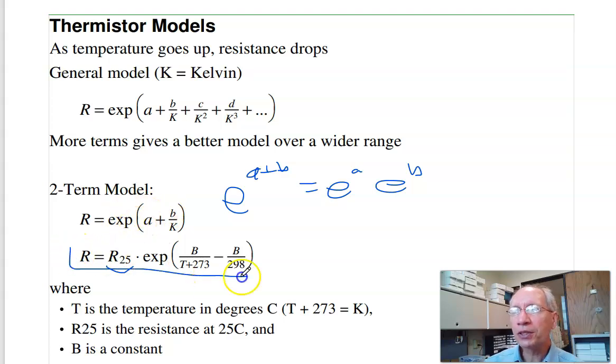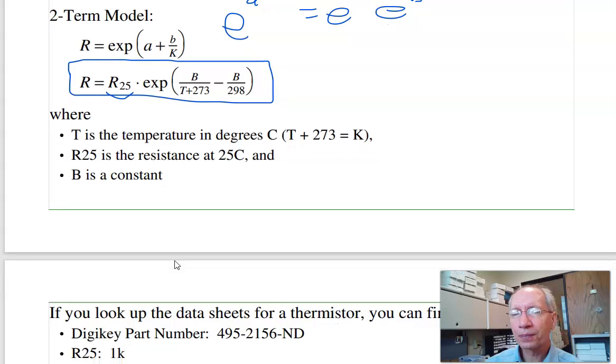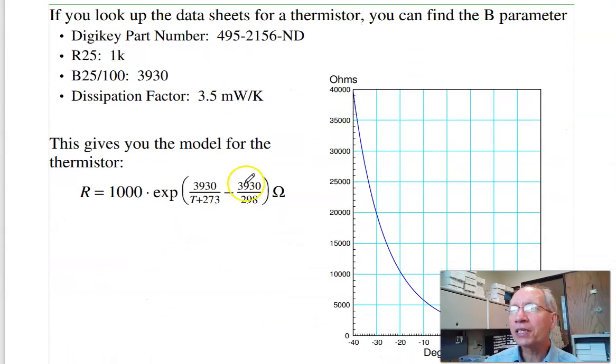This is typically what's used in thermistors. If you look at the data sheets, they'll give you the resistance at 25 degrees Celsius and a thing called B. That's a constant that tells you the slope of that exponential. So given those two terms, I know the mathematical model for a thermistor. If you look at the data sheets for a thermistor, you can pull out those two.